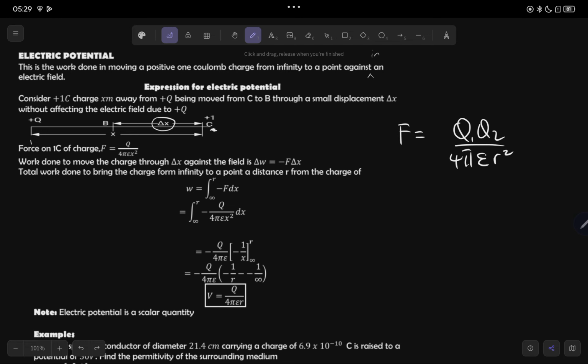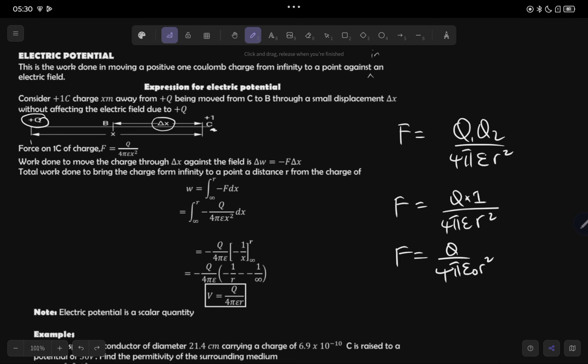Now, in this case, the first charge Q1 is positive Q, and the other charge that we are trying to move towards positive Q is positive 1 coulomb. So times 1 over 4 pi epsilon R squared. So we end up getting F is equal to Q over 4 pi epsilon naught R squared.